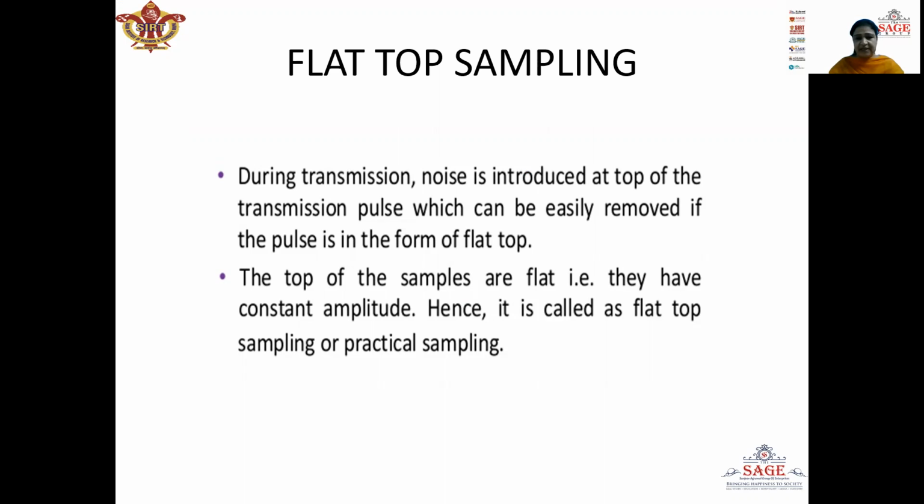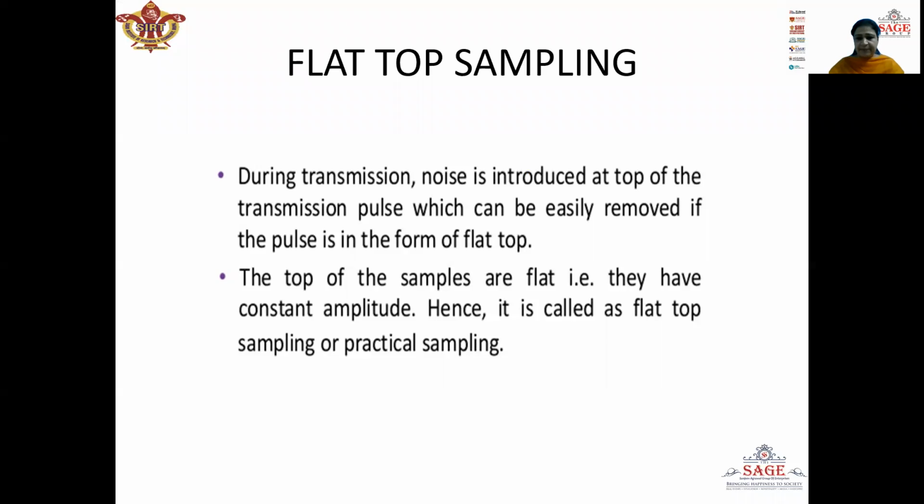In the natural sampling technique, we have already seen that the amplitude of the carrier pulses varies according to the amplitude of the message signal. And here the top of the pulses follows the curvature of the message signal. But in natural sampling, during transmission, when noise is introduced at the top of the pulse, the amplitude of the signal gets affected, and the signal which we get is in the form of a corrupted signal. But in flat top sampling, this noise on the top of the pulse can be easily removed.